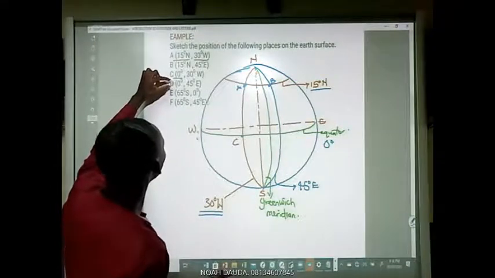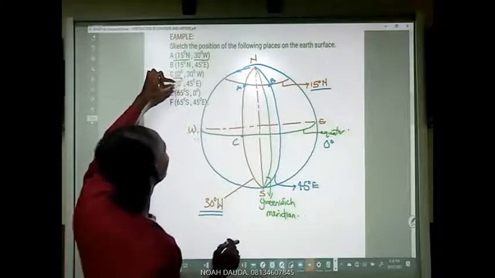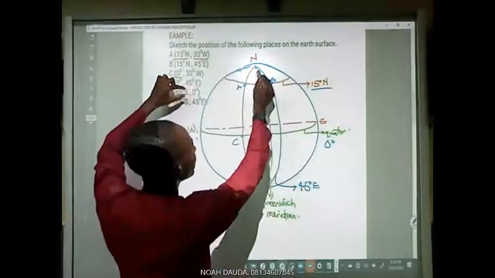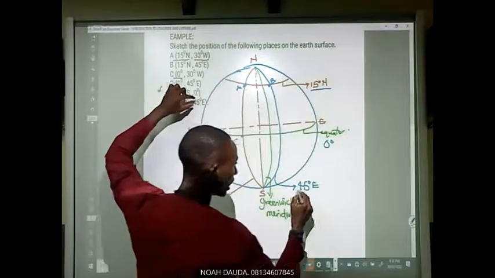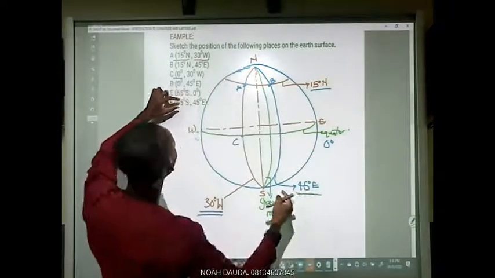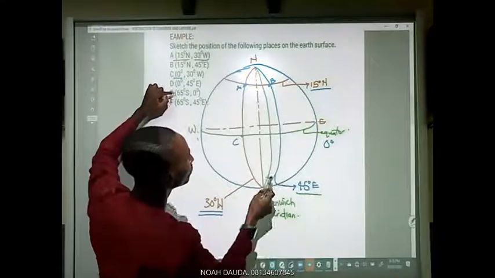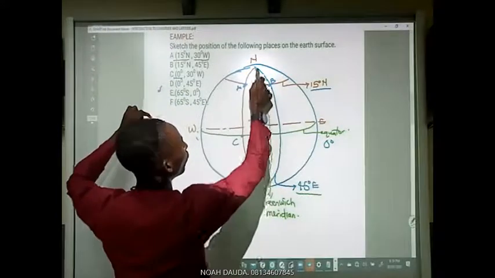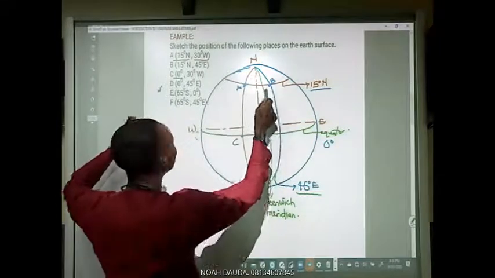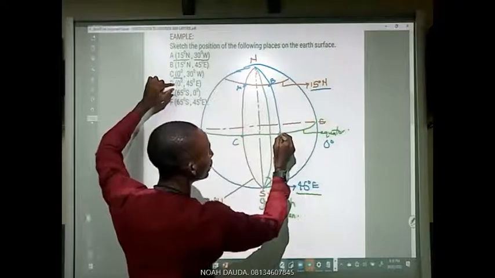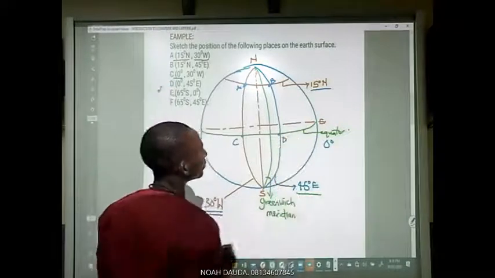To sketch the case of D, you have 0 degrees and 45 degrees east. Now, let's leave the 0 degrees and move to 45 degrees. Looking at this diagram, 45 degrees east has been drawn already, so I don't need to draw it again. So the 0 degree has to be located. Now, where does it intersect with 0 degrees? Yes, the equator as well. So we call this point D, and I am done.